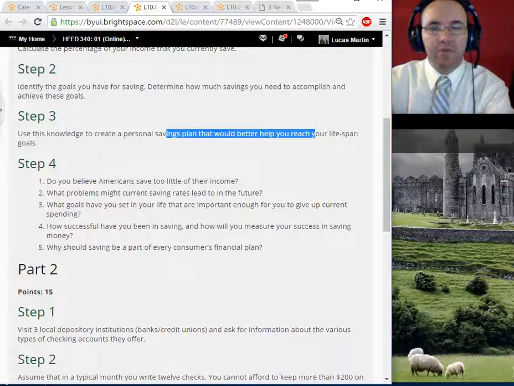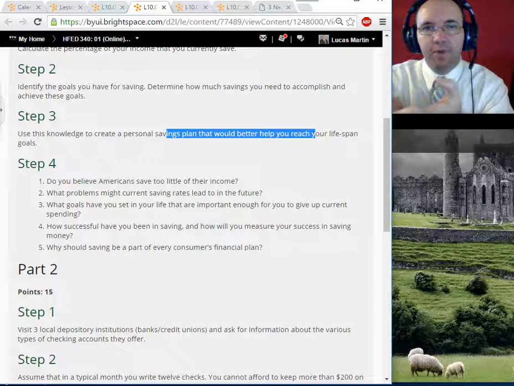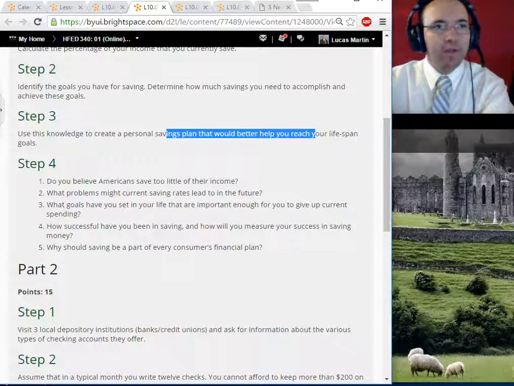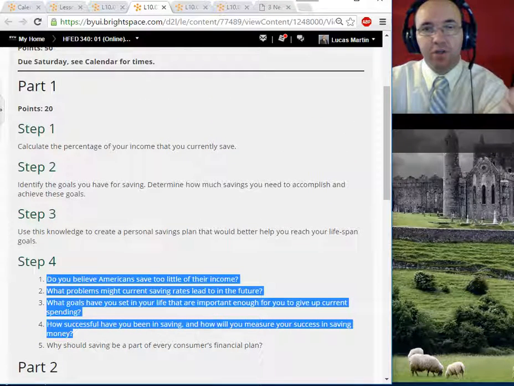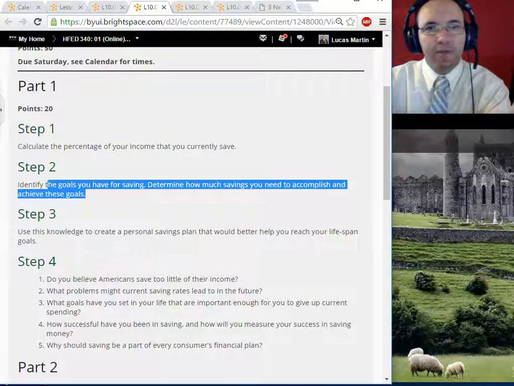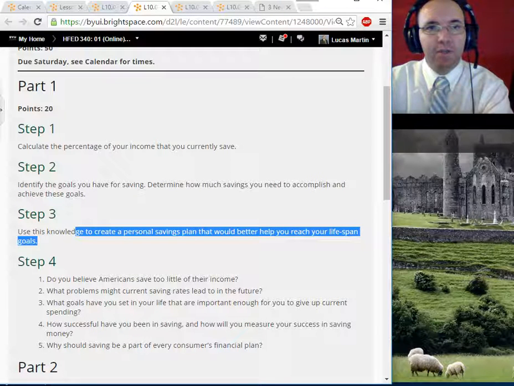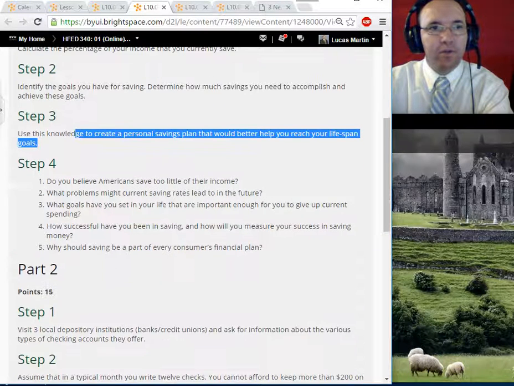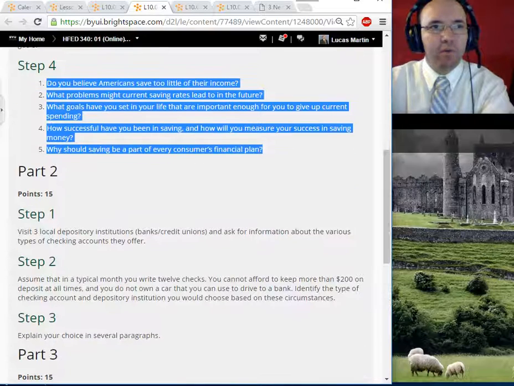So the plan should reflect something along the lines of, I need to save X number of dollars for X number of months to accomplish my goal. Fairly straightforward. All right, then you're going to answer those questions. So far, you've calculated the percentage you currently save, and you're going to tell me what that is. You're going to identify the goals that you have for saving, 3 goals. You're going to tell me how much you need to save each month and for how long to accomplish your goals. And then you're going to answer those 4 questions. All right, so that should be fairly straightforward for you.